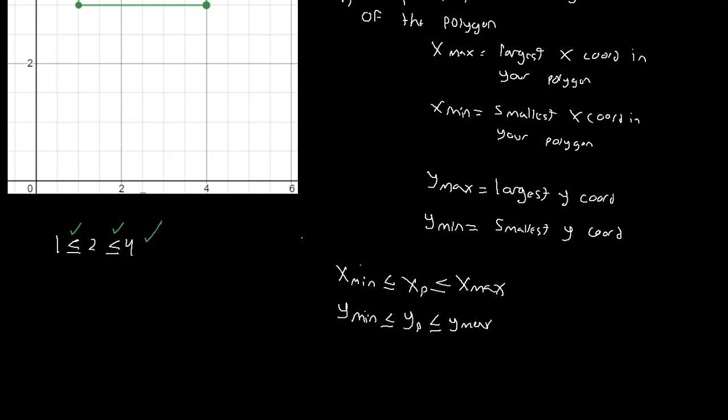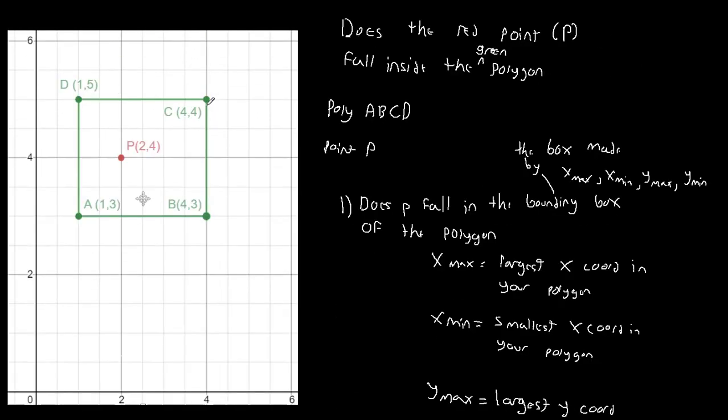Then we do the y's. If we go back up here, our lowest y is 3, and our highest y in this case is 5. Oh, that should actually be a 5. That is actually a typo in the example. This should be a 5.